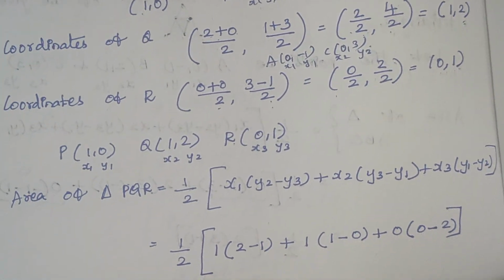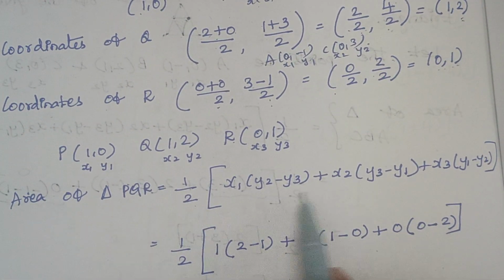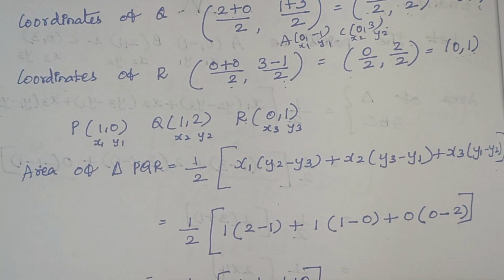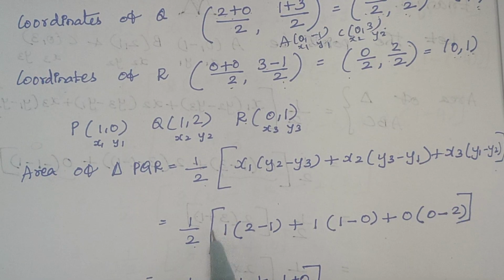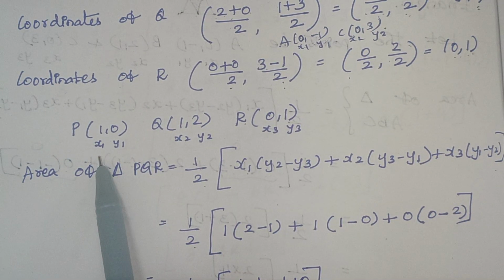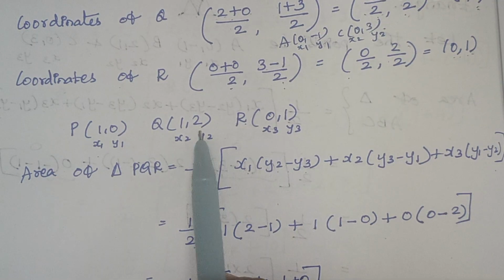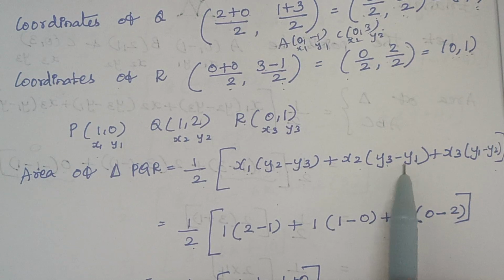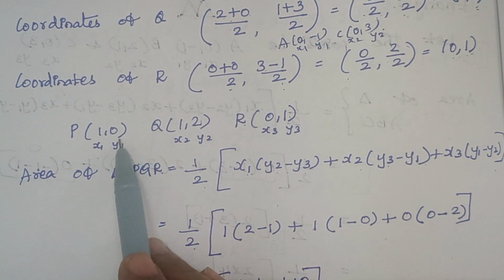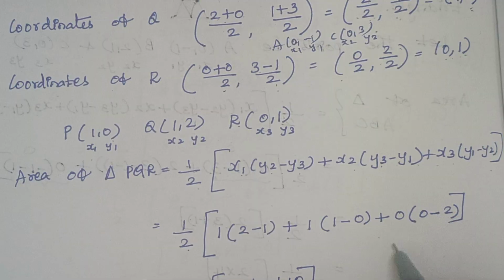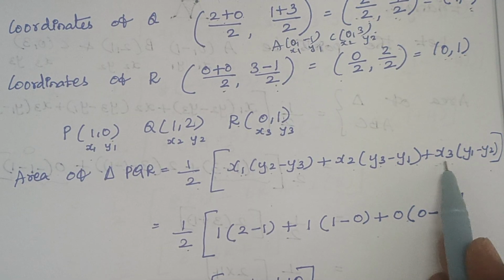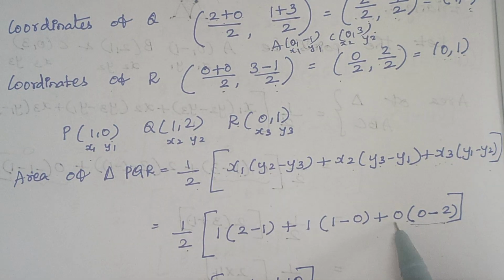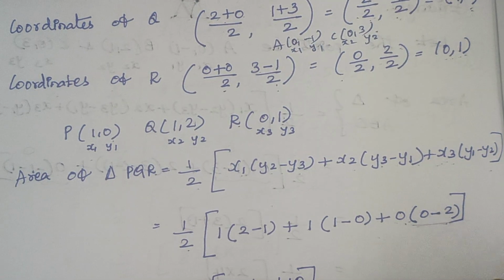So the area of the triangle PQR is given by this formula again, right? So here we are going to substitute the values. So here it is 1 by 2 into x1 is 1, right? y2 minus y3, so 2 minus 1, plus x2 is 1, y3 minus y1, so 1 minus 0, plus x3 is 0 into, so 0. If it is 0, you don't need to bother about this part, okay? If it is 0, you can even stop with this. Now we are going to proceed.